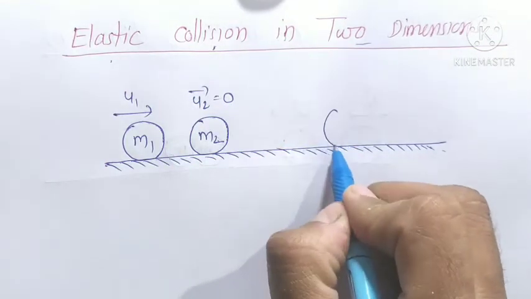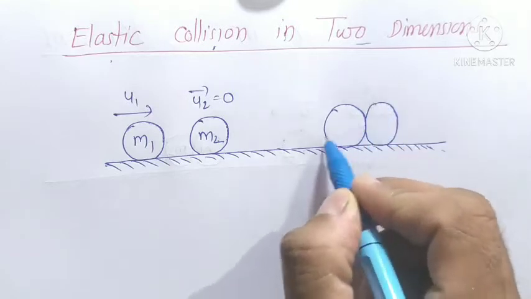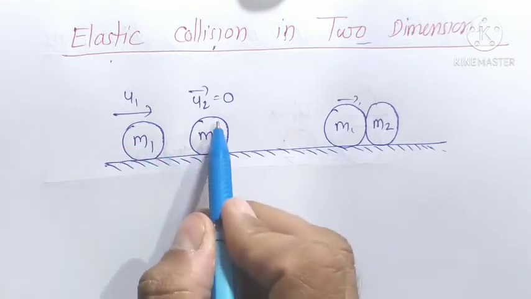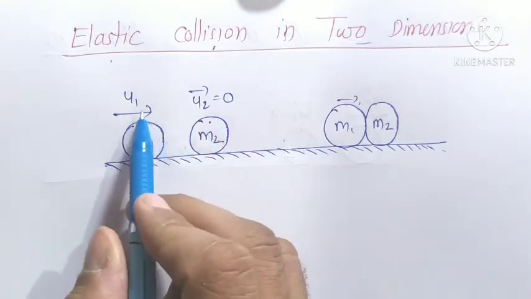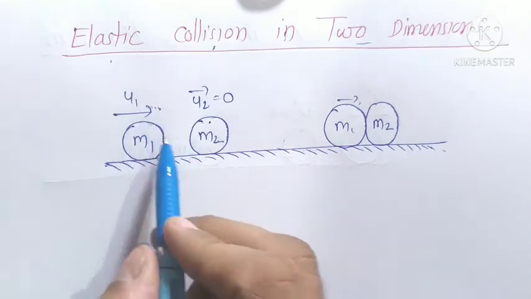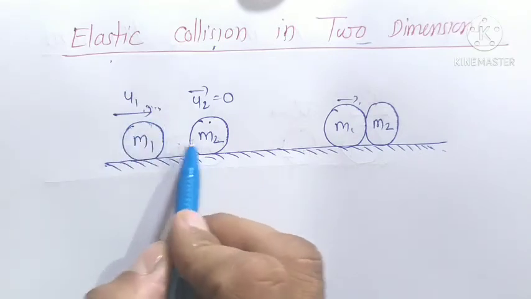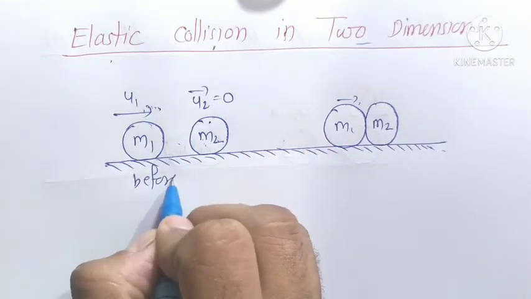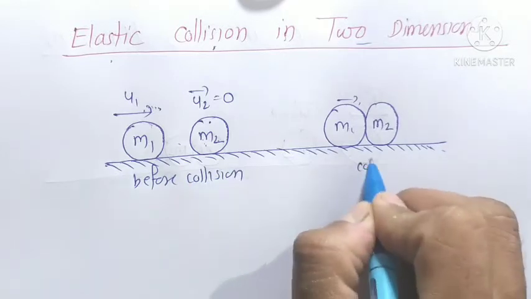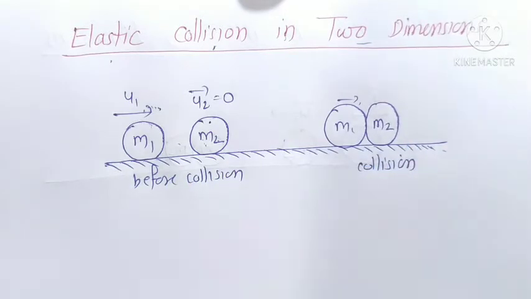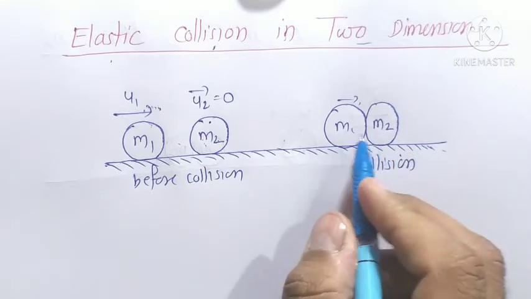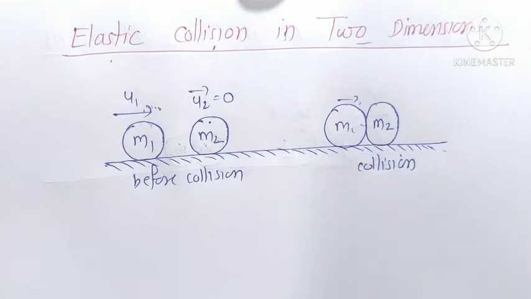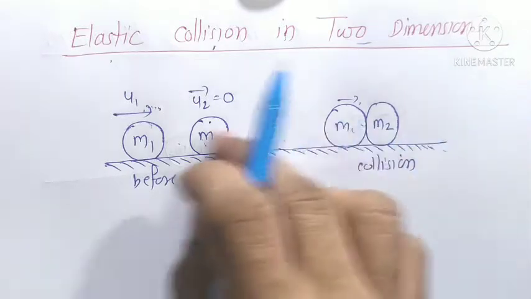When collision happens here, the second body is at rest and the first body, moving with velocity u1, collides with this second body. This is before collision, and here is the head-on collision. After collision, both these bodies will move in different directions with different velocities, making different angles with this horizontal surface.